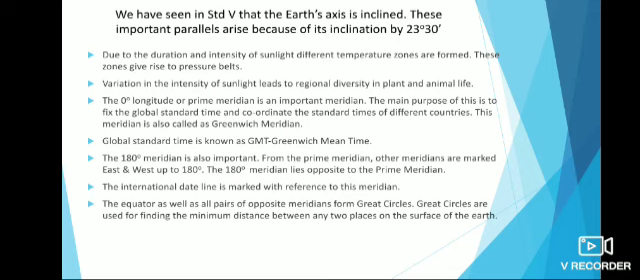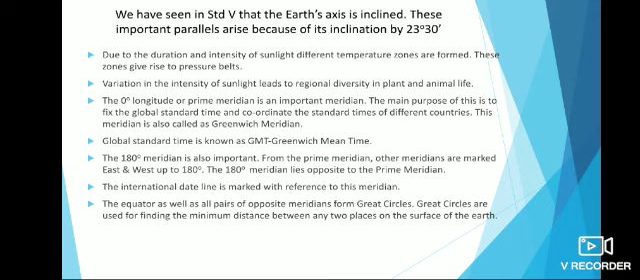Do we find the same type of vegetation and the same type of plants on the whole earth? No. This is also because the intensity of sunlight received at each place on the earth is different. The 0 degree longitude of the prime meridian is an important meridian. The main purpose of this is to fix the global standard time and coordinate the standard times of different countries. This meridian is also called the Greenwich Meridian. Global Standard Time is known as GMT, the full form of which is Greenwich Mean Time.